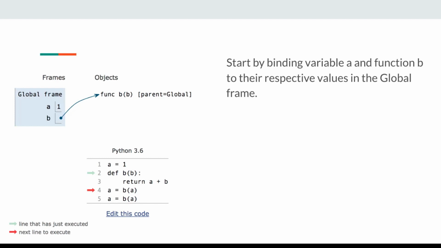So now we have a equals b(a). This suggests a function call, because we are calling b now, a function we have defined. And so this creates a new frame in our environment diagram. That's our next step. So line 4 creates a new frame in our environment diagram. Does anyone have any questions so far?